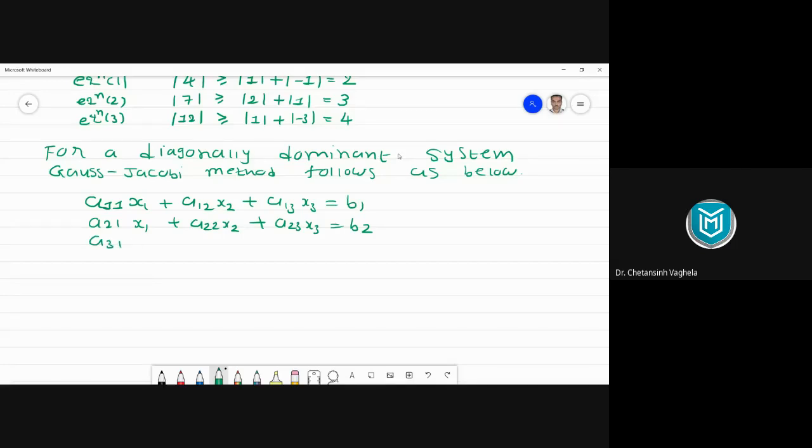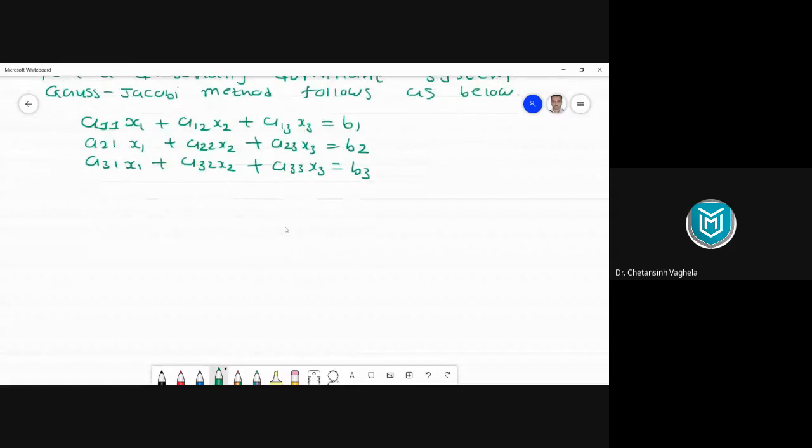Then A31 x1 plus A32 x2 plus A33 x3 is equal to B3. Right? So this is our system with 3 equations and 3 unknowns. And we are assuming that it is diagonally dominant. Now what is our step 1 when you apply Gauss-Jacobi? In step 1, you need to create 3 equations. And how you need to create those 3 equations?